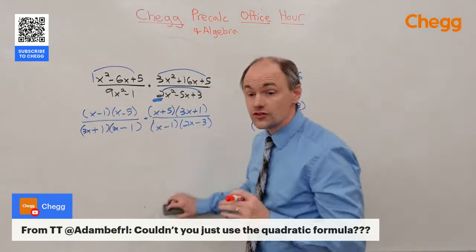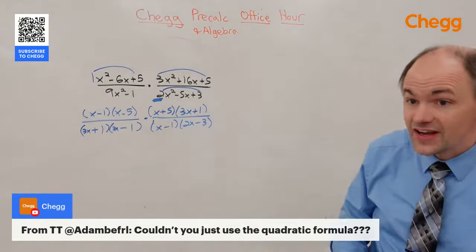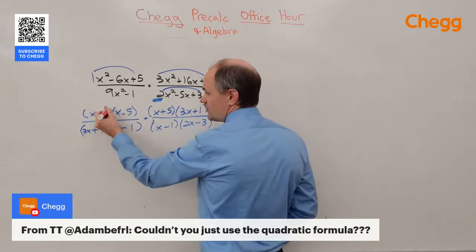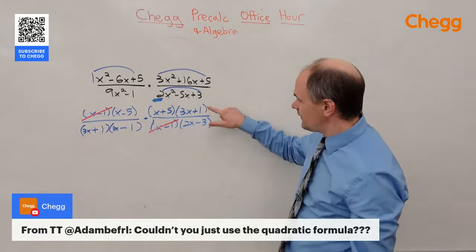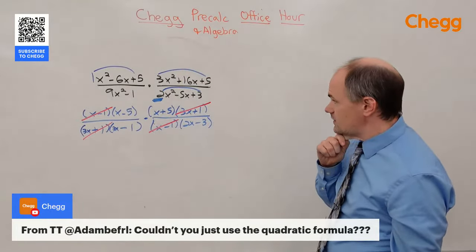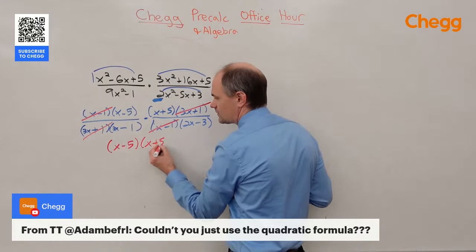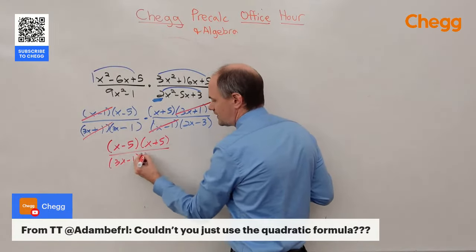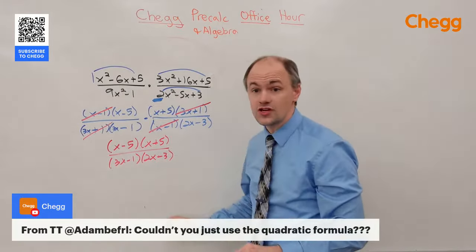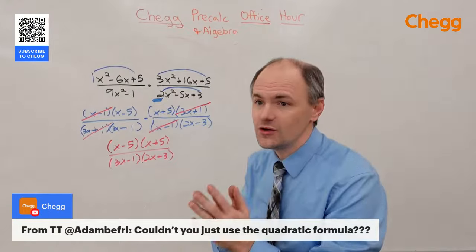All that work to factor so that we can reduce, because the only thing we can actually reduce are factors, things multiplied together. So if I see a factor now on the bottom and the top, it can reduce out. I see a factor of 3x plus 1. That can reduce out. And nothing else matches. So for our final answer, this simplifies to x minus 5 times x plus 5 over 3x minus 1 times 2x minus 3. That is our solution. And the quadratic formula can't help us there. The quadratic formula is limited to when equations equal 0.